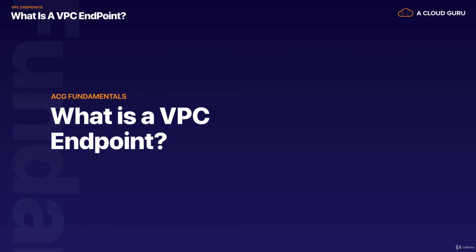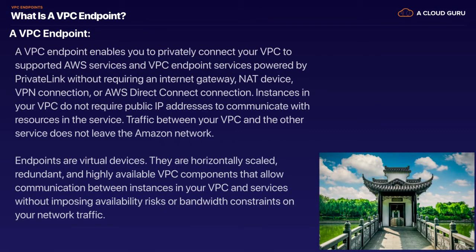So here is the age-old question: what is a VPC endpoint? A VPC endpoint enables you to privately connect your VPC to supported AWS services and VPC endpoint services powered by PrivateLink without requiring an internet gateway, a NAT device, a VPN connection, or an AWS Direct Connect connection. Instances in your VPC do not require public IP addresses to communicate with resources in the service. So traffic between your VPC and other services does not leave the Amazon network. So it's a way of traversing your traffic without having to leave the Amazon network. You don't need to go over the internet.